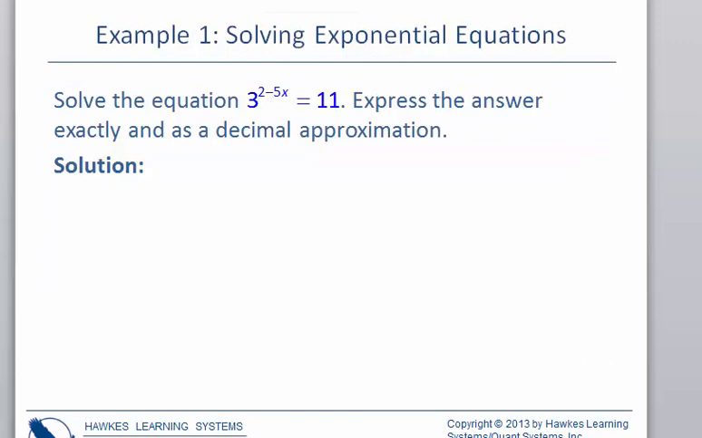So our first example asks us to solve the equation 3 raised to the 2 minus 5x is equal to 11. Now, one approach that we can use for this problem is that we can take the log of both sides of the expression. You have an option here. You can take the regular common log of both sides, or you can take the natural log of both sides. It does not make any difference which one you use, and we'll do an example for each. On this one, I'm going to put the natural log in front of each side of the equation.